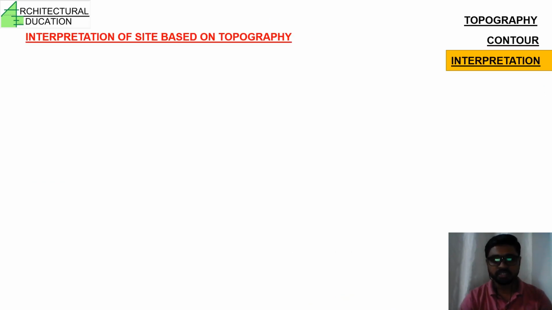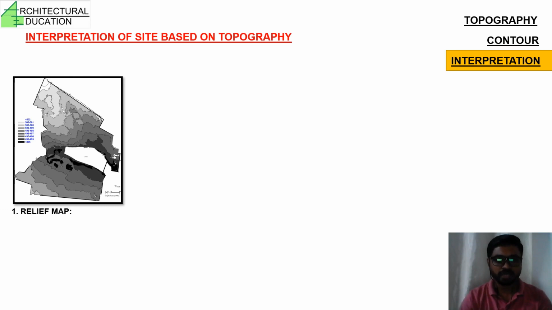The next stage starts with the interpretation of a site based on topography. So what can we interpret from any site? The very first thing is the relief map. A relief map shows us which location is higher and which is lower, and what is happening in between, how the deviation is happening. In the last session I told you that no contour lines are breaking, they just get connected in a holistic approach. This is one example.